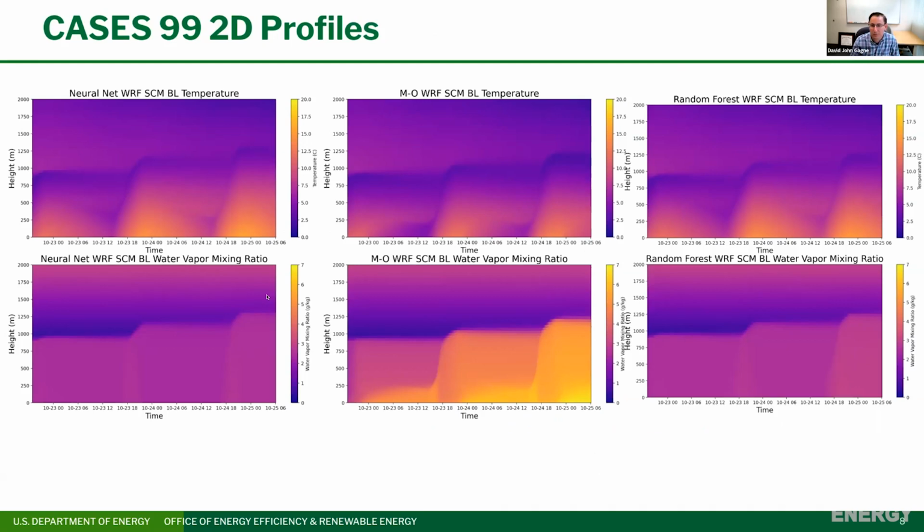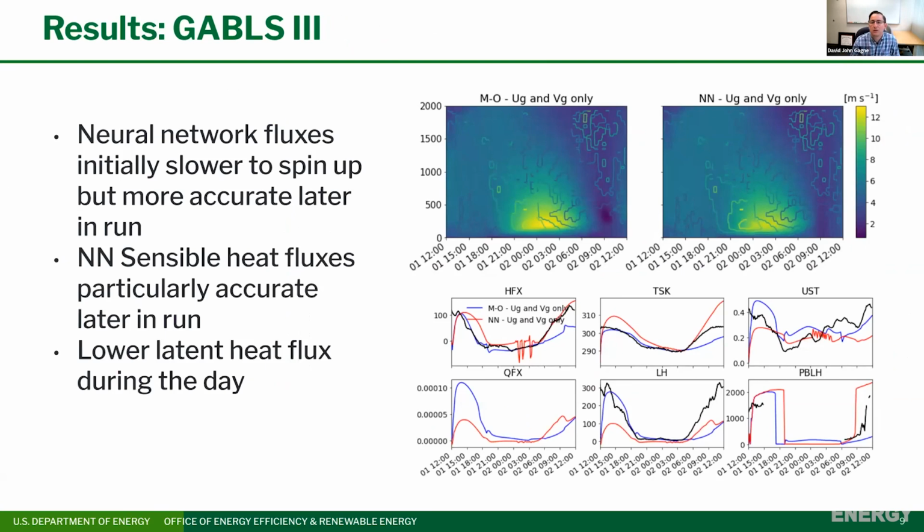For GABLS 3, which is run at Cabauw, some of the things we saw in this one, the bad and the good. On the less great side, the neural network had a bit slower spin up compared with the Monin-Obukhov, and we're not exactly sure why it's doing that. But later into the simulation, we seem to get a better fit with sensible heat flux with the neural network compared with Monin-Obukhov. With the latent heat flux, we see a higher latent heat flux with MO compared with the neural network.